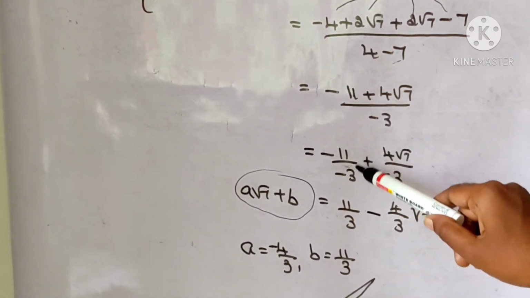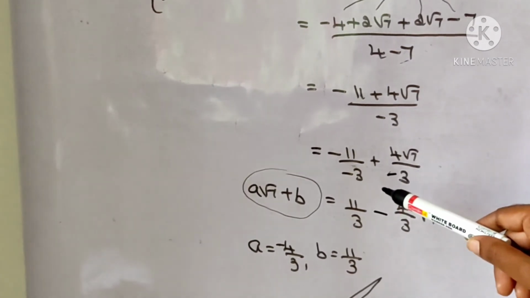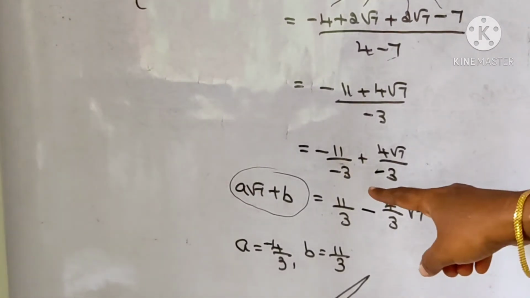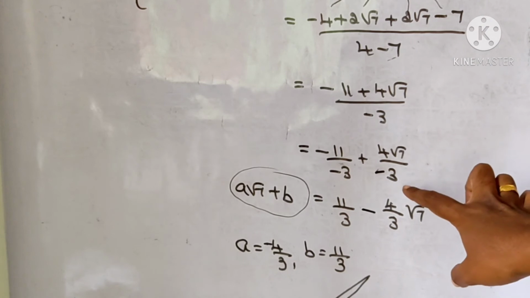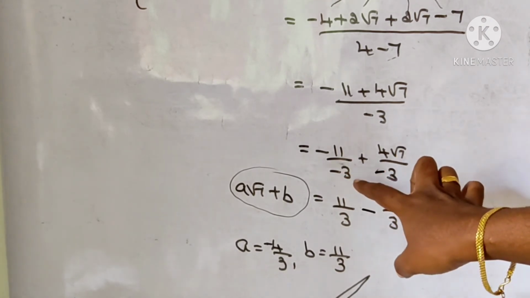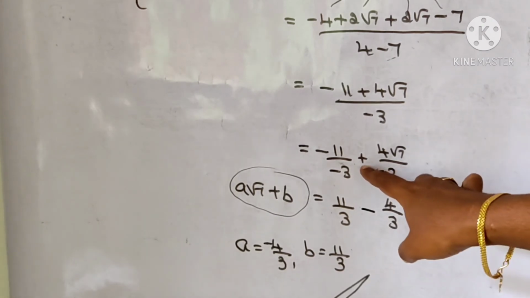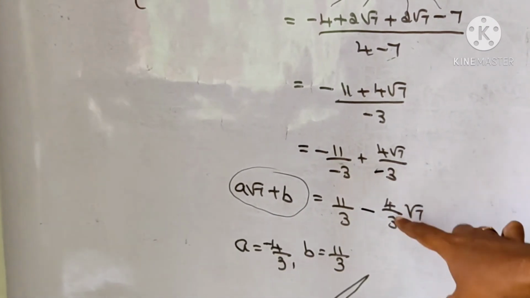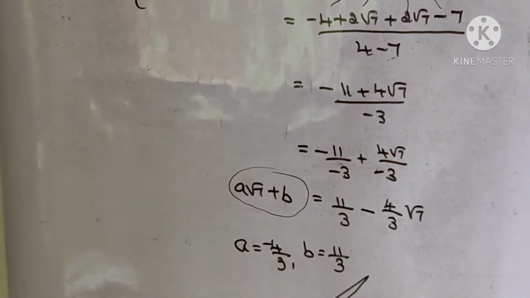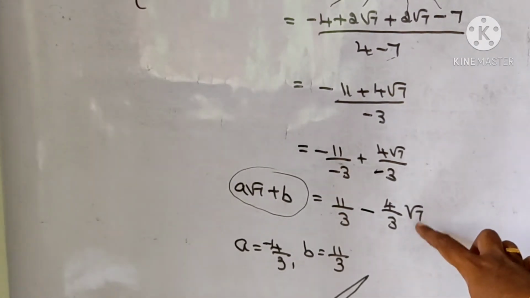So −11/−3 plus 4√7/−3. So −11/−3, we get positive 11/3. Here we get negative because the numerator is positive and the denominator is negative. So we get the negative value, −4/3 √7.